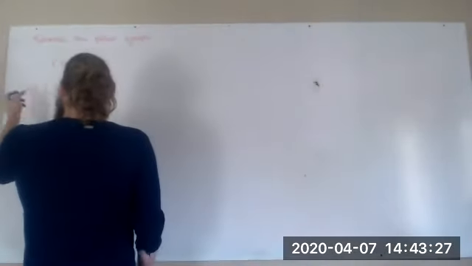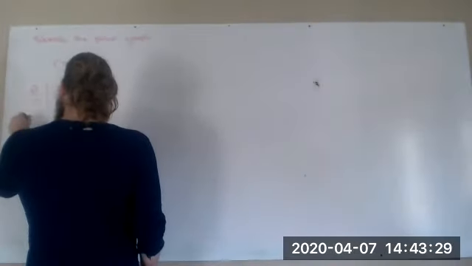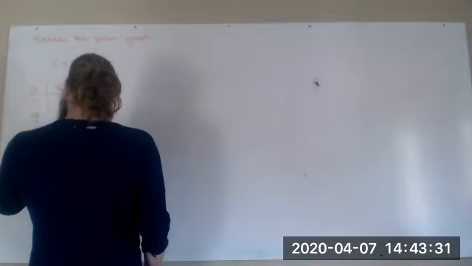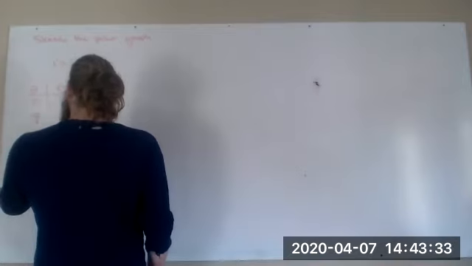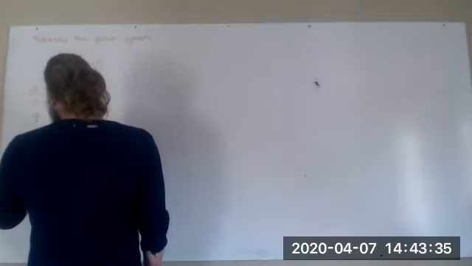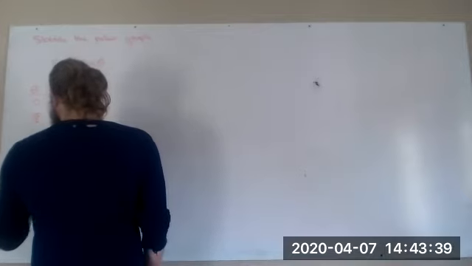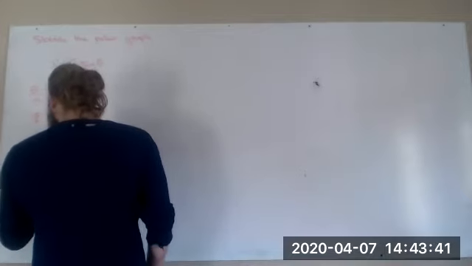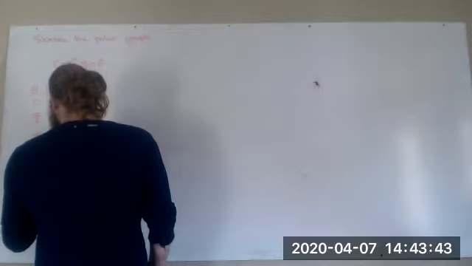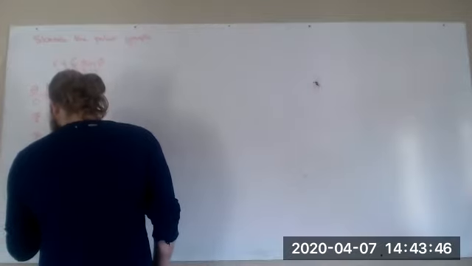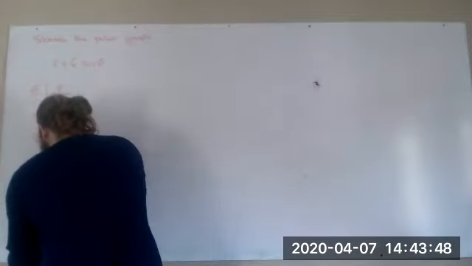Now, I'll pick the same sort of theta values, so we'll do 0, pi over 6, pi over 4, pi over 3, pi over 2. And then we can jump a little bit to 3 pi over 4. And then we'll go to pi, and then 3 pi over 2.